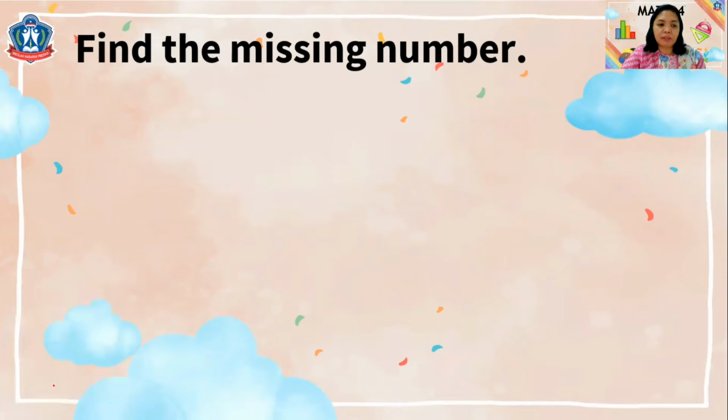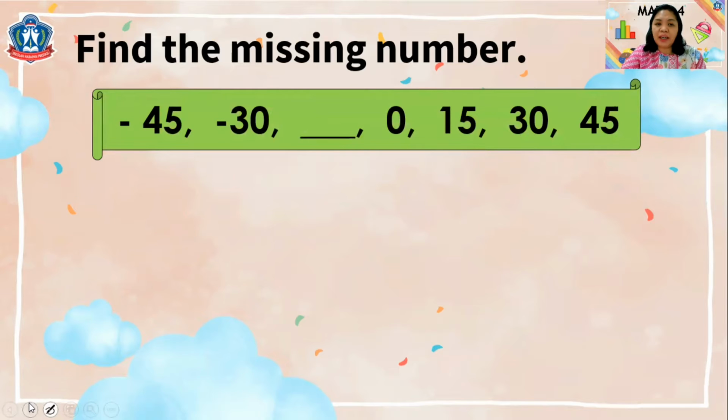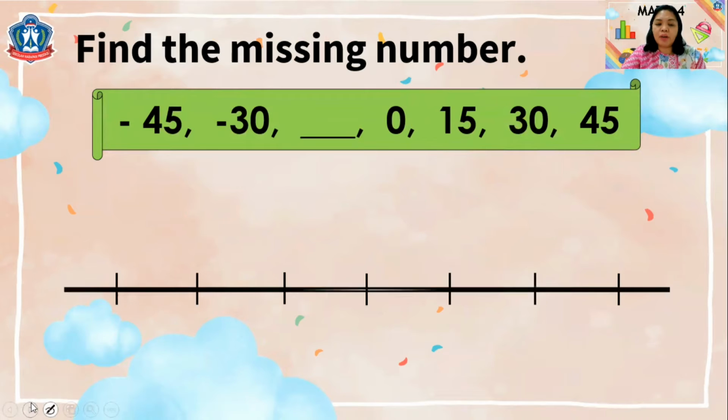I have here a series of numbers. We have negative 45, negative 30, then the missing number, then 0, 15, 30, and 45. We can find the missing number using our number line. So negative 45 is around here because it's a negative number. The next number is negative 30. So what is the difference? Yes, it's 15.